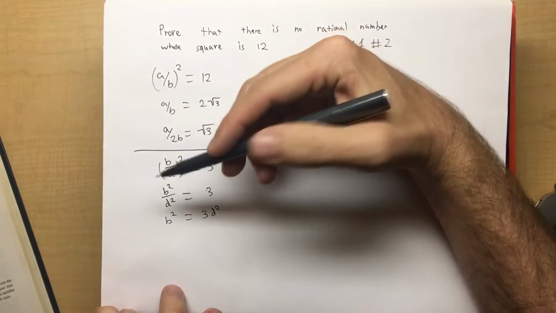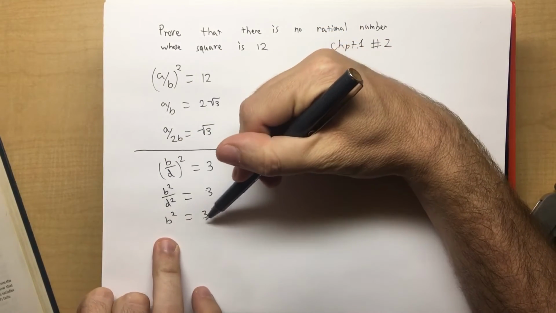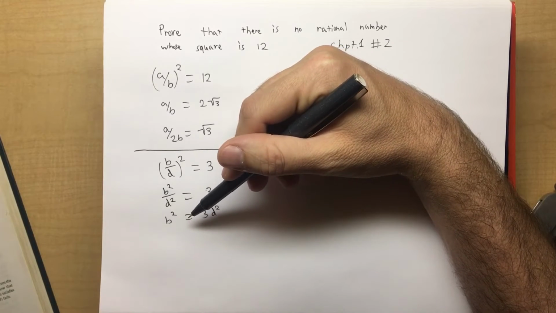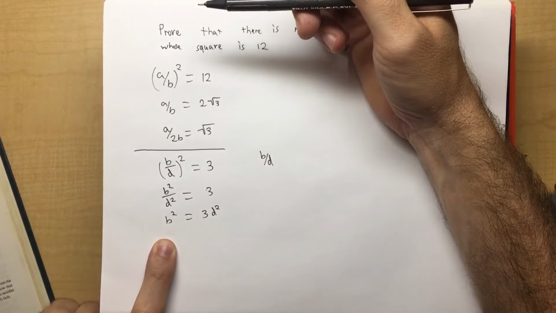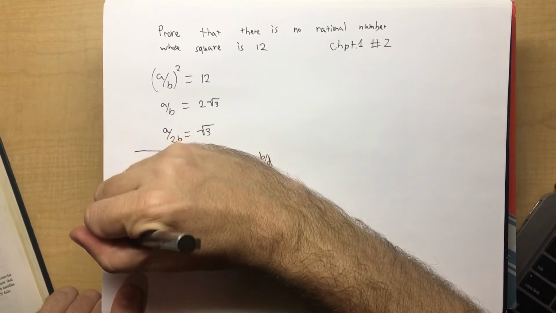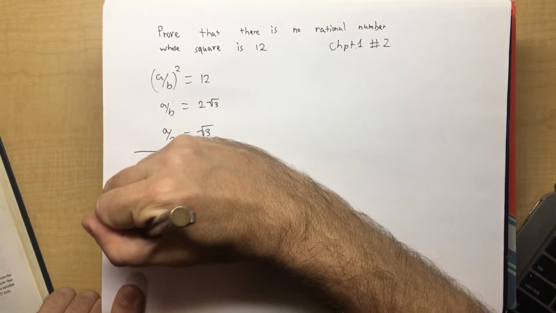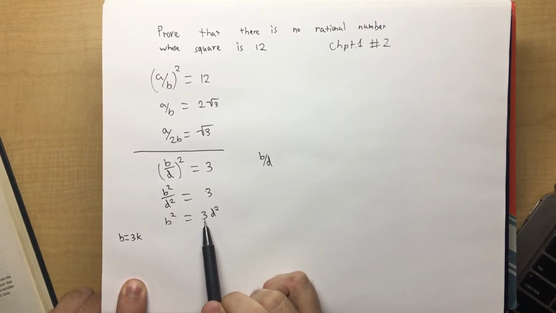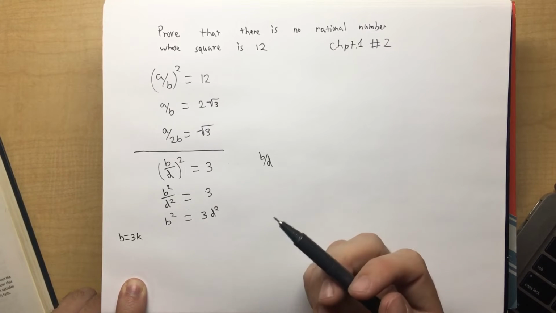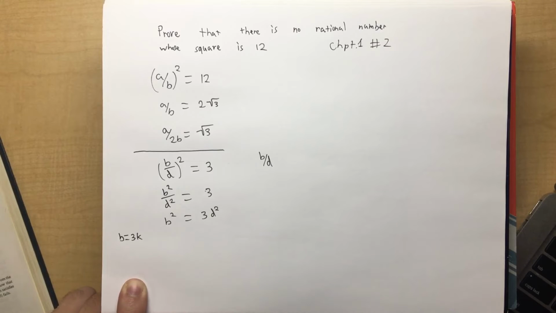So if b squared literally equals 3d squared, and that's what it says, then 3 must be a factor of b squared. And if it's a factor of b squared, 3 must also be a factor of b. So I'm going to rename b. I'm going to call it 3k. Since 3d squared equals b squared, 3 is a factor of b squared. So then it's also a factor of b. So we're going to rename b. b equals 3k.